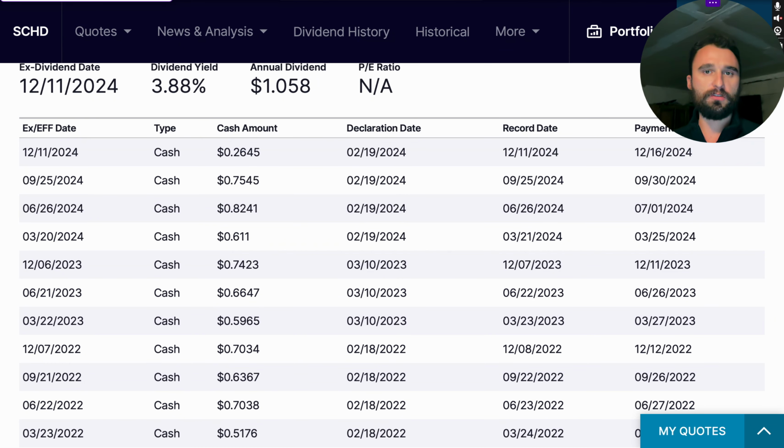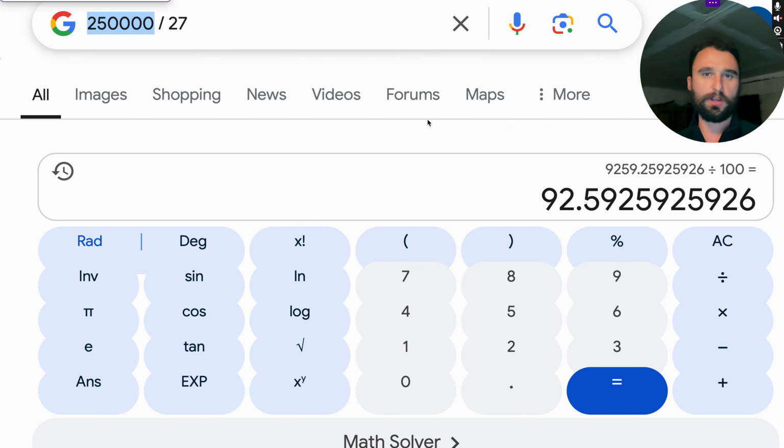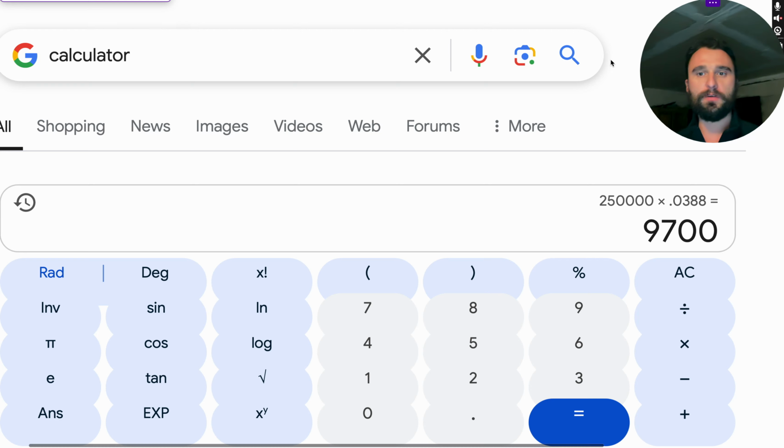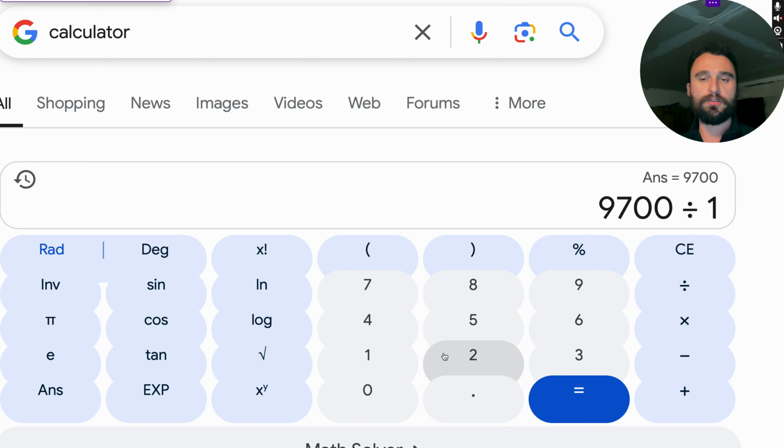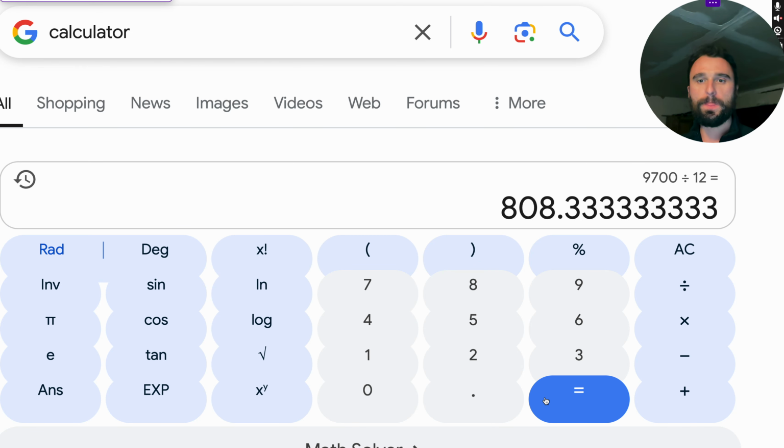And as I've discussed also, you can potentially combine the wheel strategy along with dividends. We're going to talk about that briefly in this video as well. But take for example, if we come over to this calculator, we multiplied $250,000 times 0.0388, $9,700 a year. Now that seems like a pretty good chunk of change to invest for only $9,700 a year. That does come up to $808 per month.